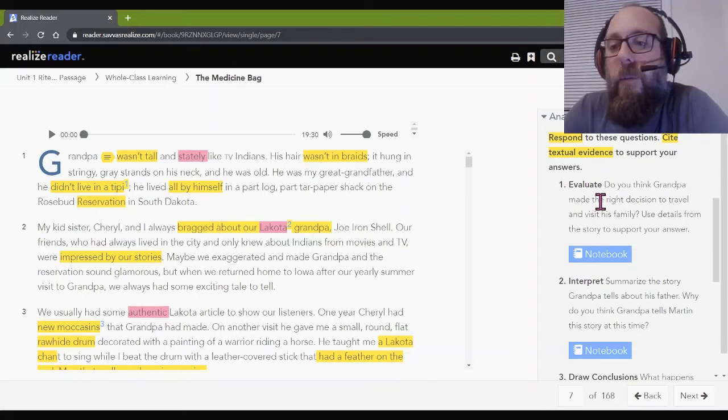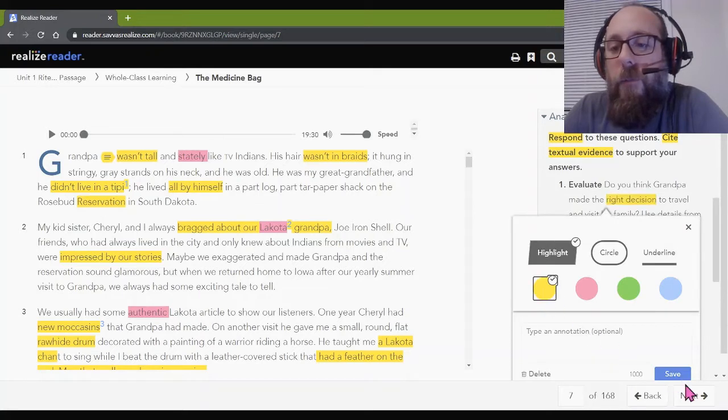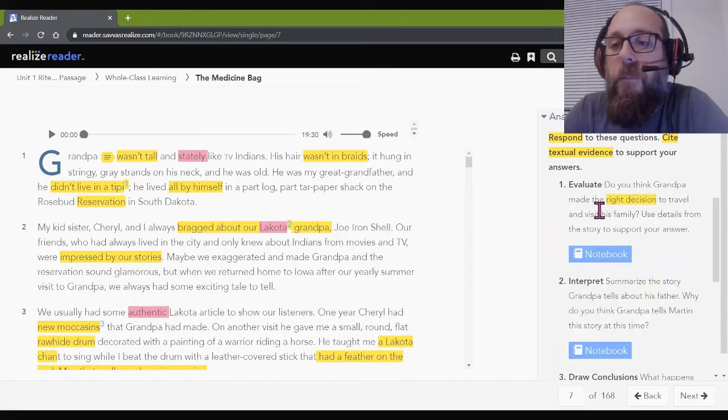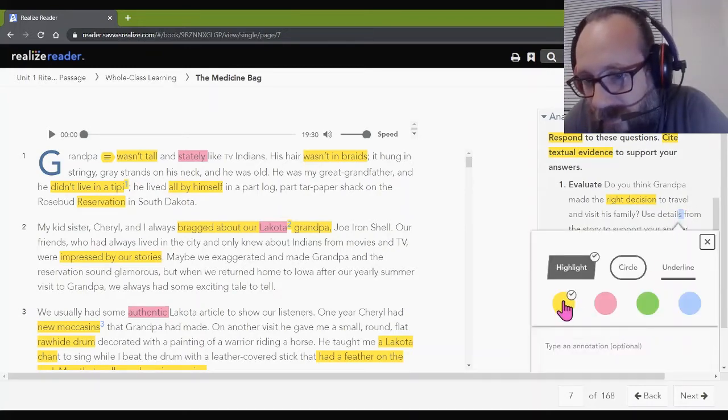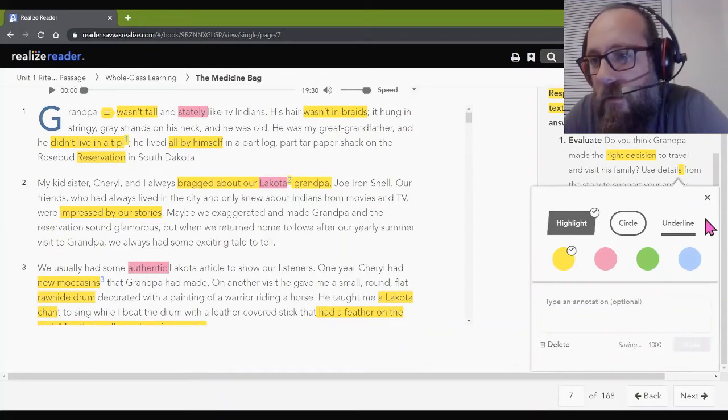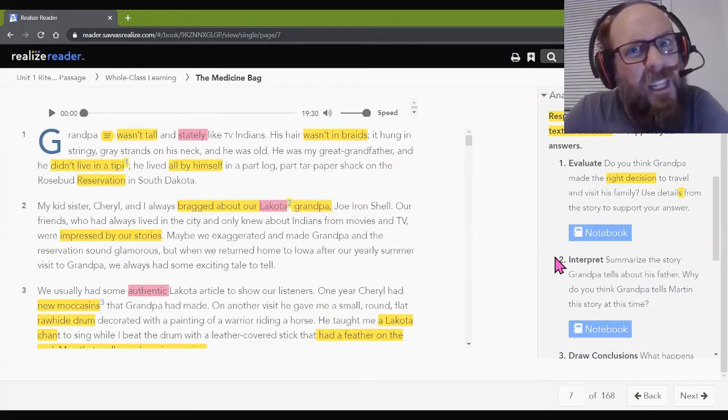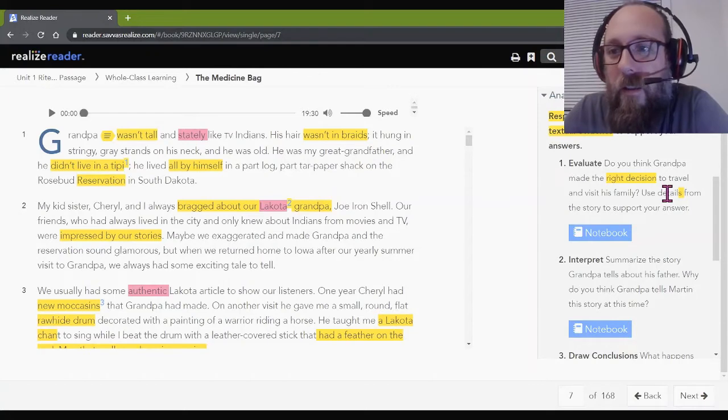Do you think Grandpa made the right decision? Okay, so that's a key information here, or key idea: to travel and visit his family. Use details. What does this S at the end of detail mean? What does that mean, details? I think you know what it means. It means more than one.